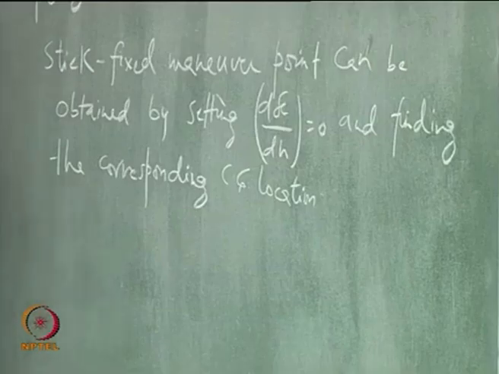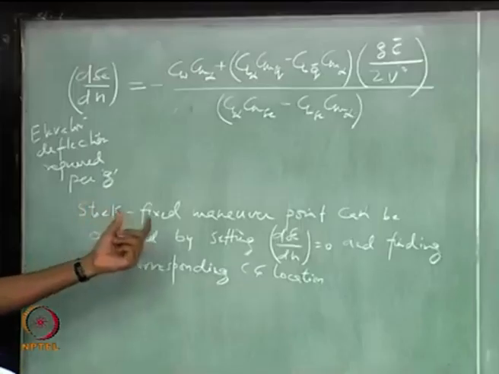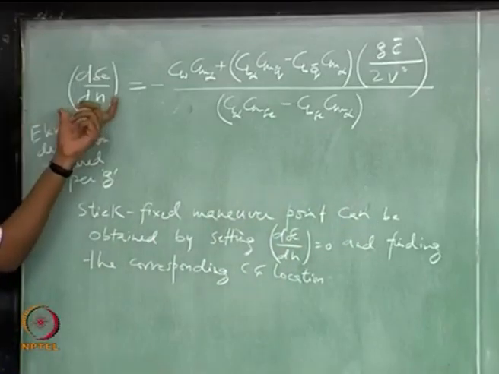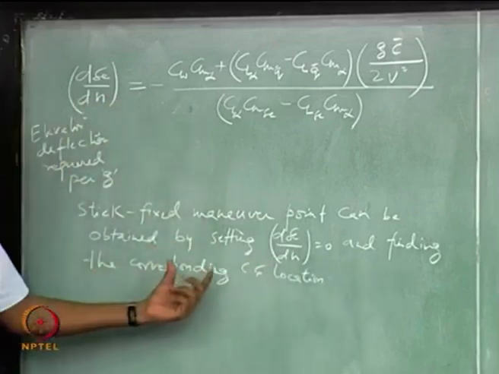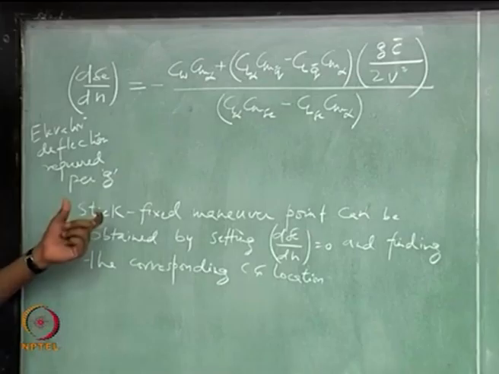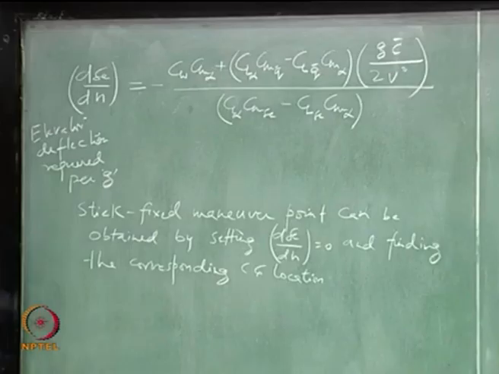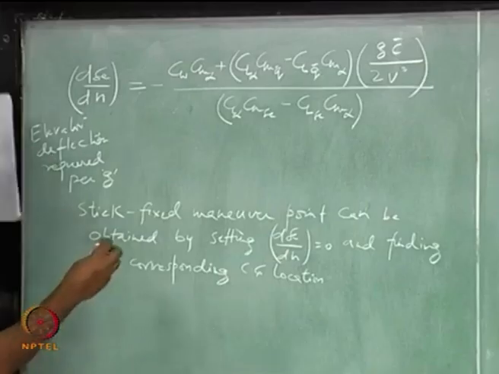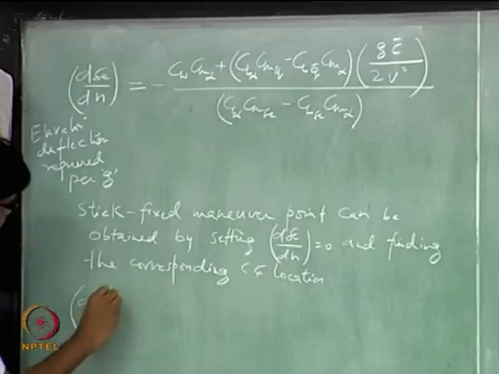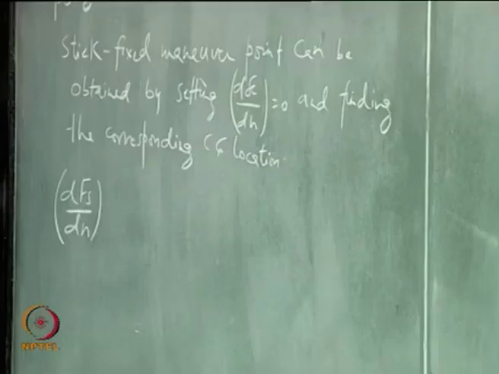We also have an expression for this, so can you read this? Stick fixed maneuver point can be obtained by setting this derivative to 0 and finding the corresponding center of gravity location, right. If I want to find out the stick free maneuver point, then what is the derivative that I have to set to 0? Set this, dFs over dn, to 0, right.